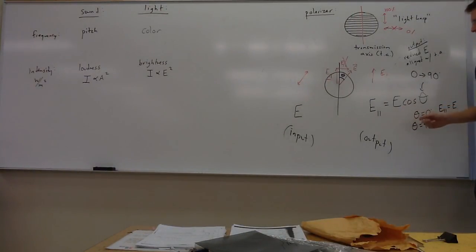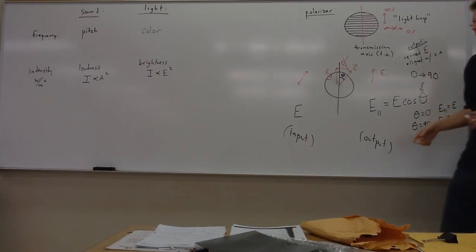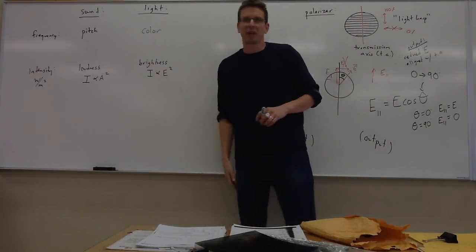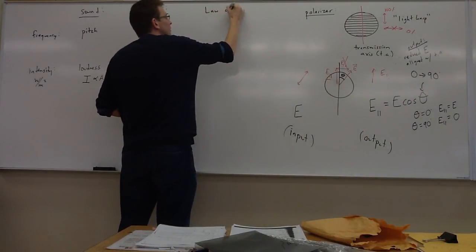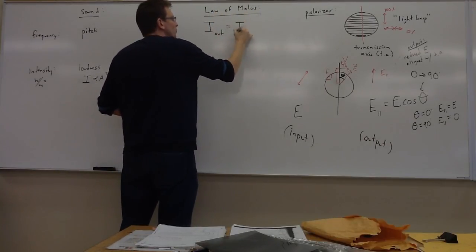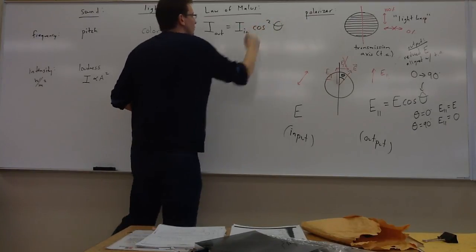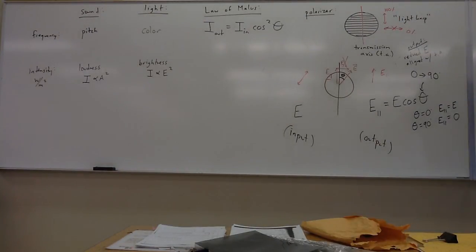So over here, I want to convert this over to, instead of talking about E, which is the amplitude, which we don't directly measure, I want to talk about I. So if E is reduced by cosine, then by the proportionality, I will be reduced by cosine squared. So here we arrive at what's called the law of Malus, which is this. It tells us how the brightness of light on the way out of a polarizer will differ from the brightness going in. And the factor that it's reduced by is cosine squared of theta.